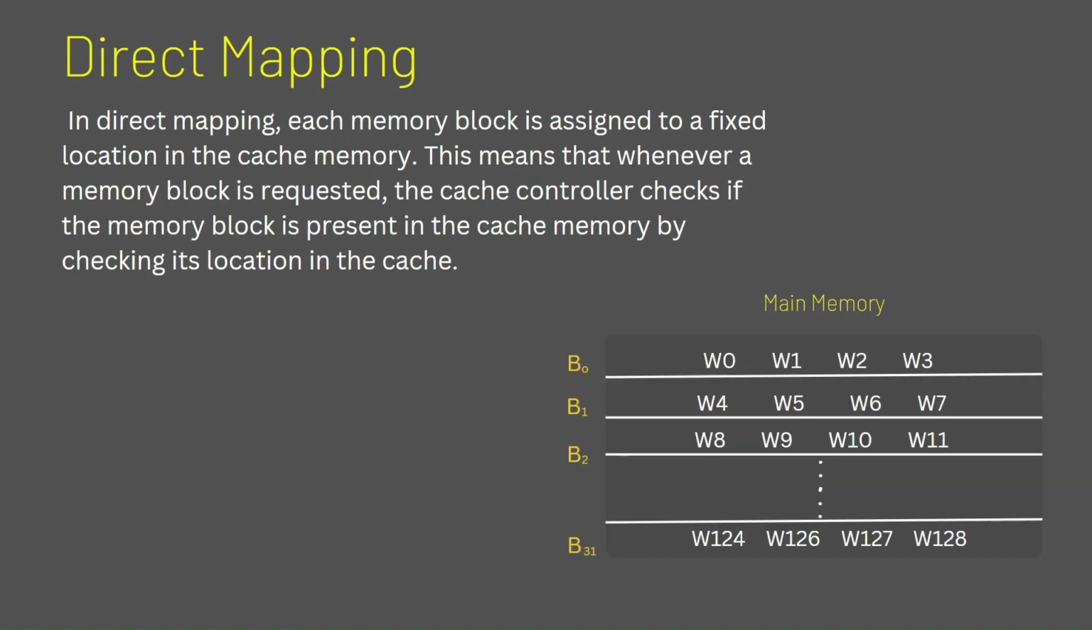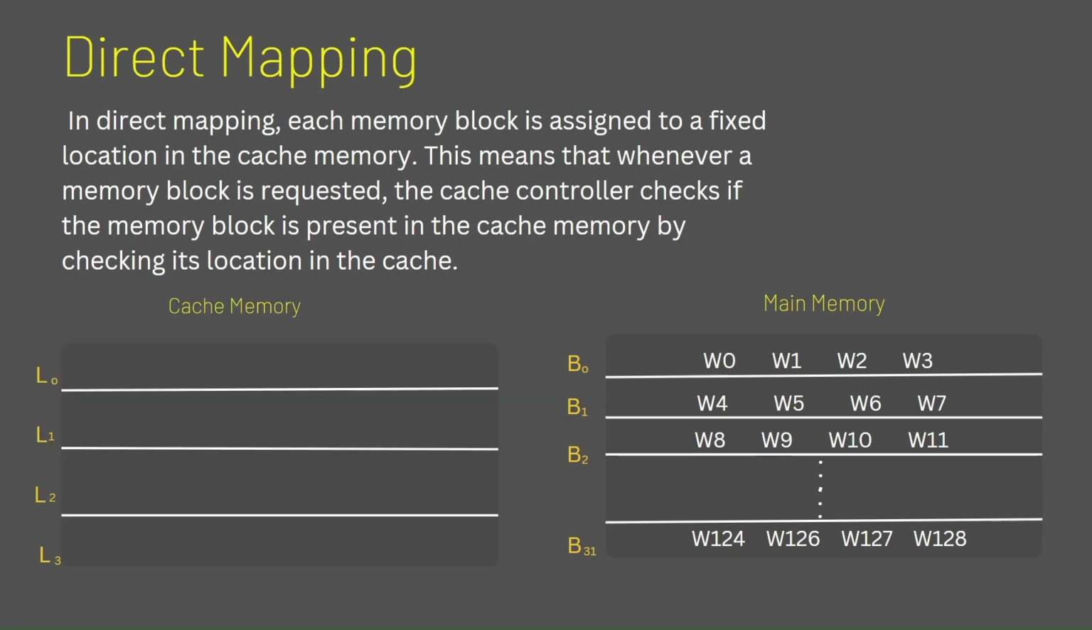Now let's take an example here with the main memory having some blocks and words in it. Blocks numbered from B0, B1, B2 till B31 and words from W0 to W127. And let's see cache memory to the side of it. Cache memory contains lines, as the main memory contains blocks, numbered line 0, line 1, line 2 and line 3. In this particular example we have taken 4 lines.